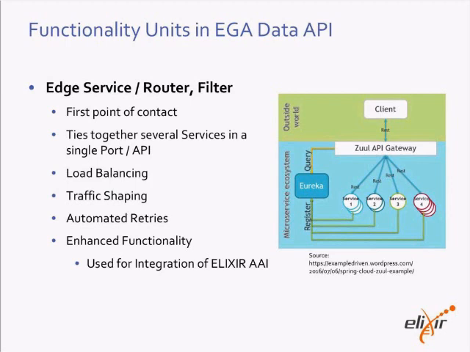This allows me to take multiple backend microservices running on multiple ports and combine them into a single API. It performs automatic load balancing. It allows me to shape traffic according to certain rules. It allows me to do retries to increase the stability of the API. And in my case, there's also some value-added functionality, which will allow me to integrate ELIXIR AAI authentications into the system as well. I will talk about that in a little bit.